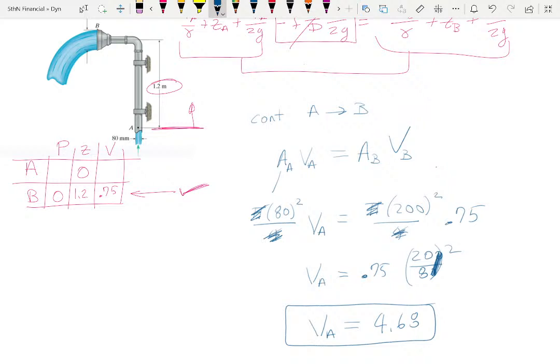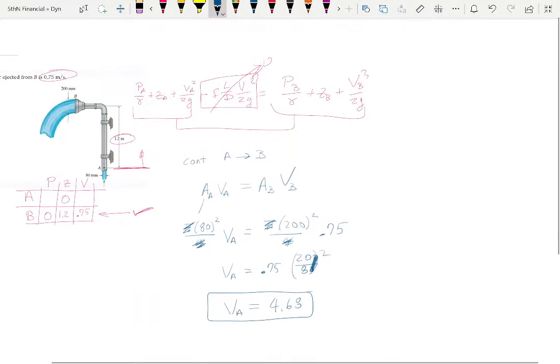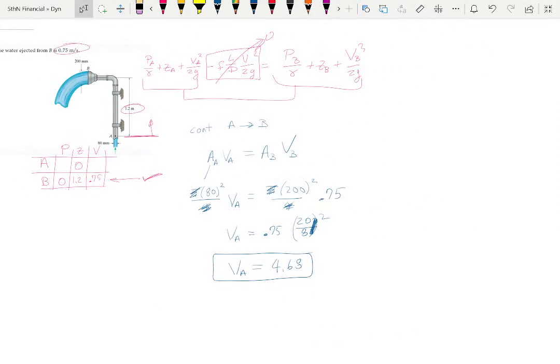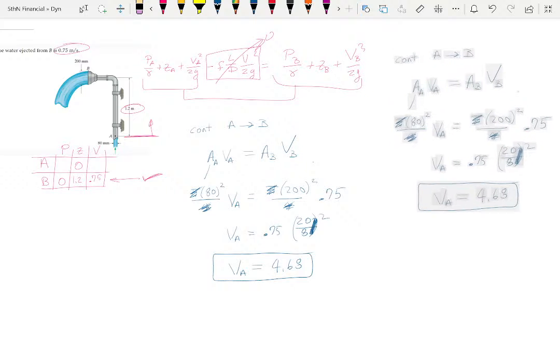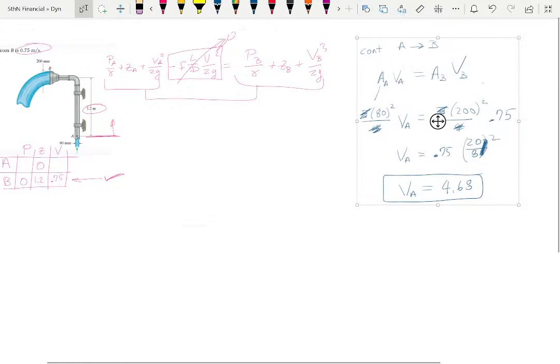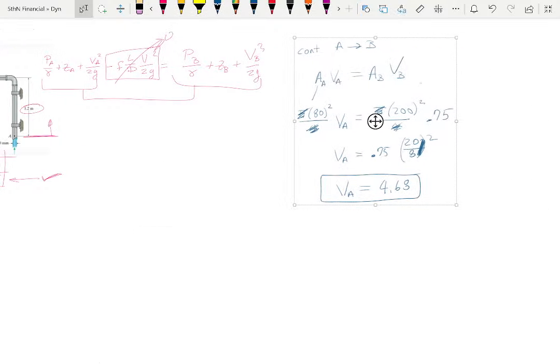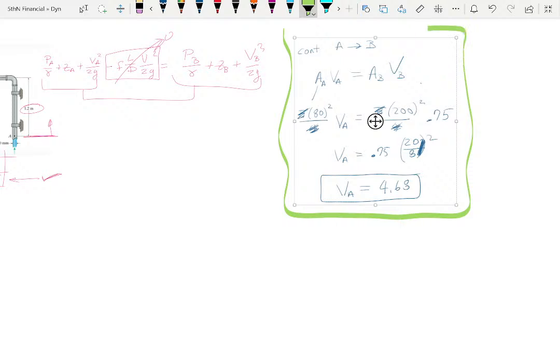So that's the velocity from continuity. And now that I got that, I kind of want to get it over to the side. So I'm going to put it over here. And just because I want to signify that it is different, I'm going to put a green box around it and say that was the continuity that I used.